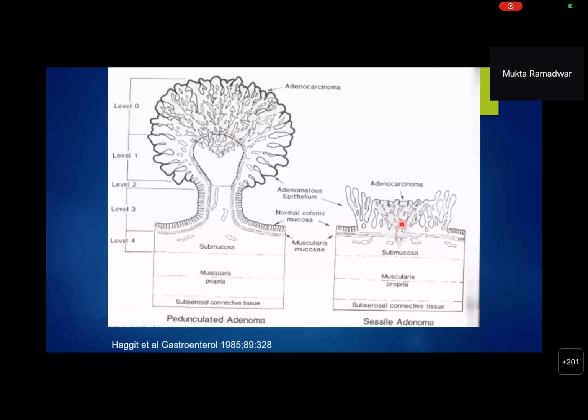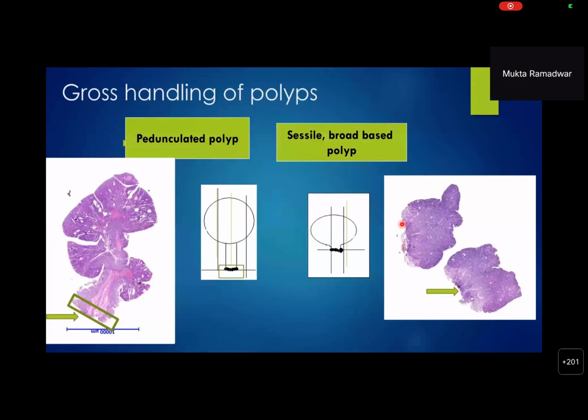Okay, so let's move ahead with the gross handling of the polyp. Dr. Prachi has just discussed the significance of the status of the resection margin. So in a pedunculated polyp, we have to block the base of the polyp first. And after that, we have to cut this polyp into three parallel sections and submit everything in paraffin blocks. So we have this block of the cut margin separately, and then the part of the polyp separately, which contains the block as well.